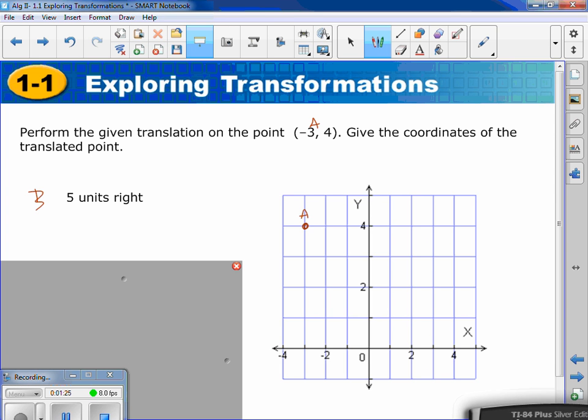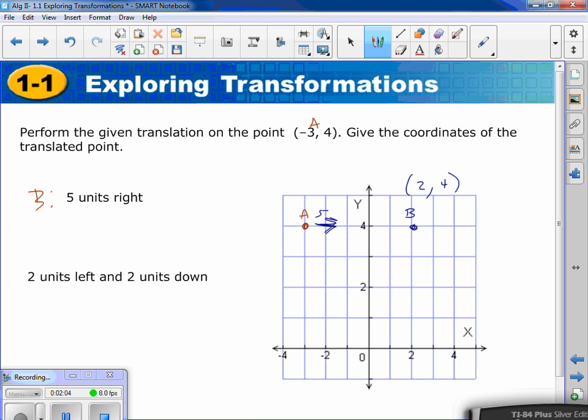Point B is going to be translated 5 units to the right. So this point here is going to move to the right 5 places. 1, 2, 3, 4, 5. Do you understand what happened here? All we did is we took the point and moved it 5 places to the right. What is its new coordinate? 2, 4. The new coordinate is 2, 4.